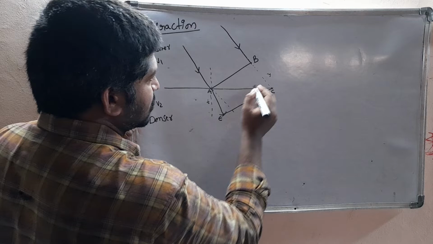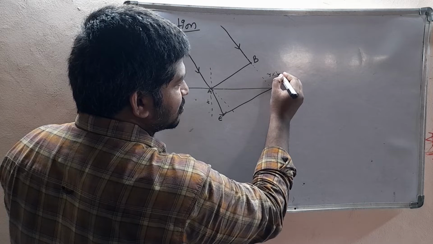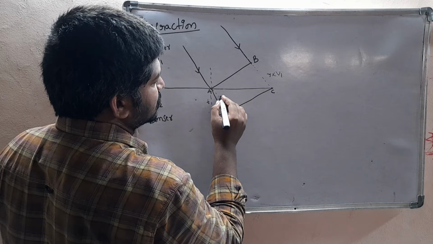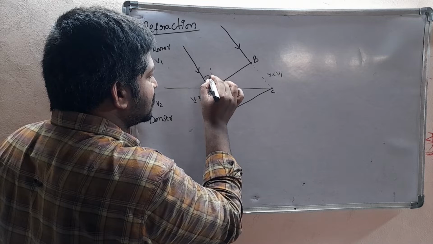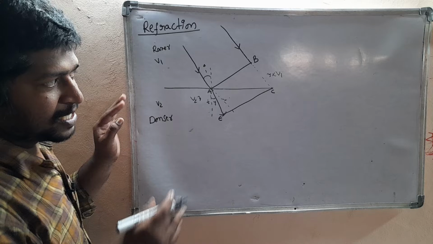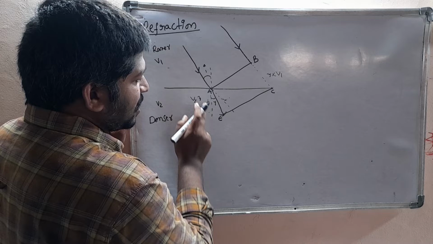Now I want to find out the distance between B and C. The distance between B and C is nothing but time into velocity. Here the angle of refraction is R. Now I will take two triangles, triangle ABC and triangle AEC.